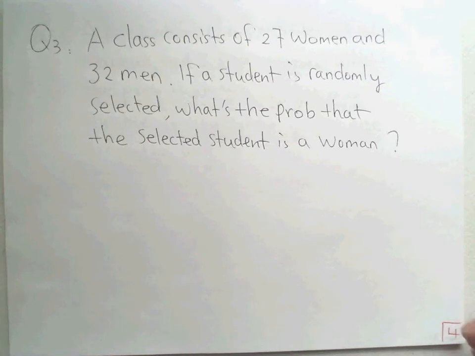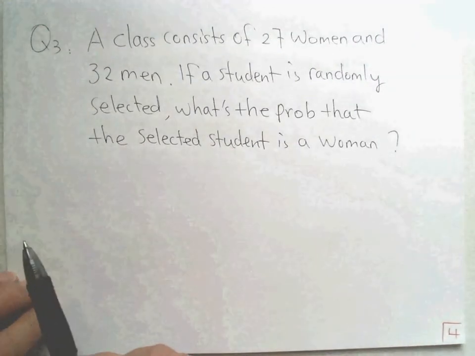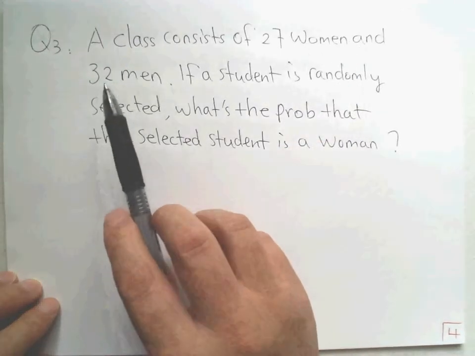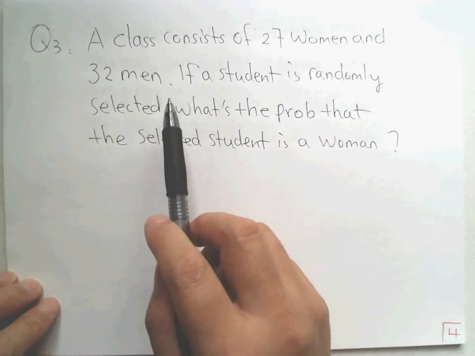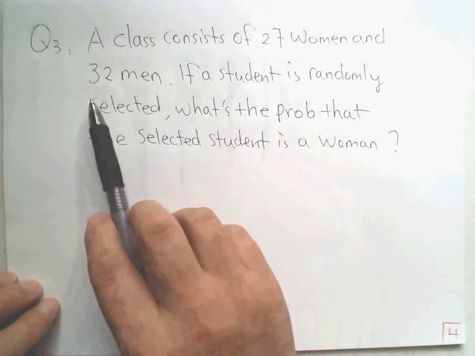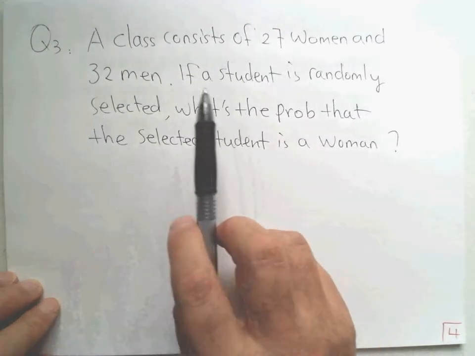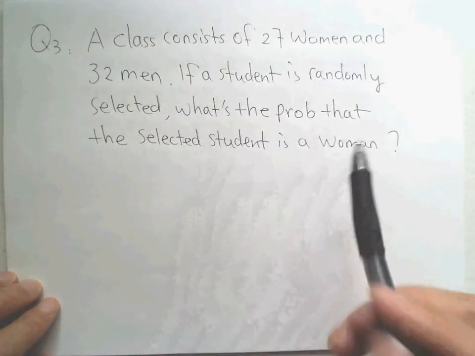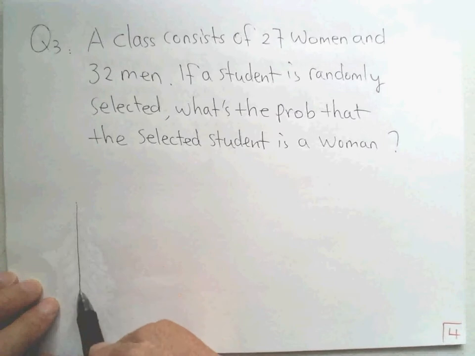Look at one more. A class consists of 27 female students and 32 male students. So what is the total class number, the students number? Put them together is 59. If a student is randomly selected, what's the probability the selected student is a woman? These are simple questions.